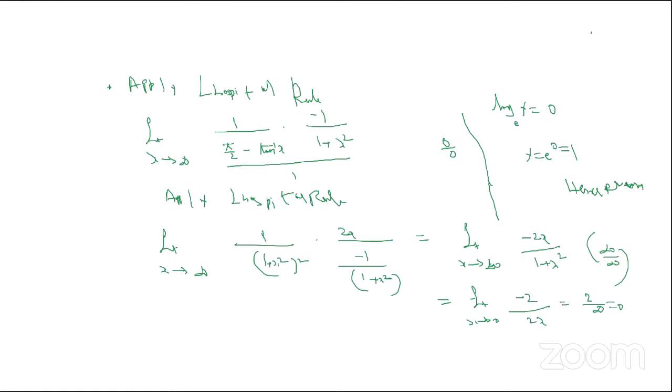Indeterminate forms are 0 by 0, infinity by infinity, infinity plus or minus infinity, infinity into infinity, etc. These are all called indeterminate forms.